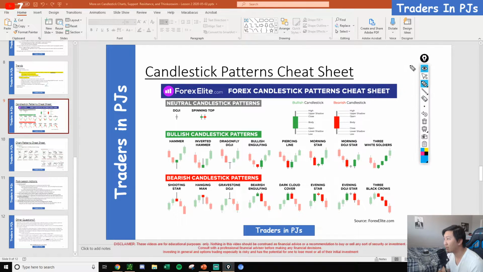So I'm not going to go through all of these. If anything, this could be a great homework assignment. Go and think through why each of these is bullish or bearish, right? You should understand the psychology of them.